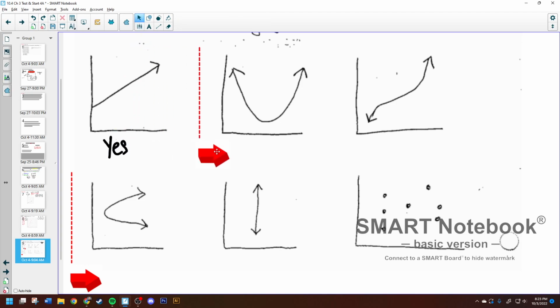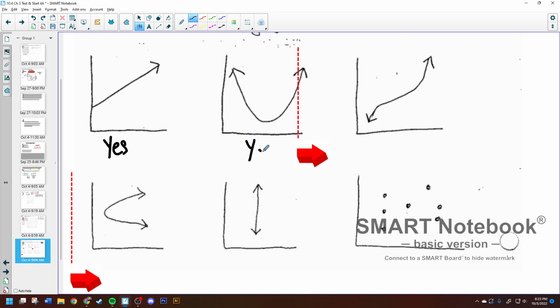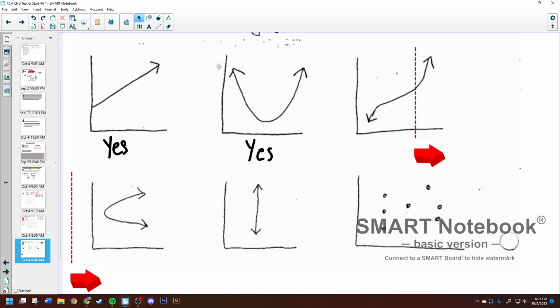If we keep it going over here, once again, it does not touch more than one time. So if you want to pause this, yes, this is a function. If you want to pause this video, I'm going to go ahead and tell you the answer for each one. So why don't you try all these yourself, and then you can unpause. All right, so let's hear the answer. Once again, this one does not cross multiple times at any one given point. So this is a function, yes.